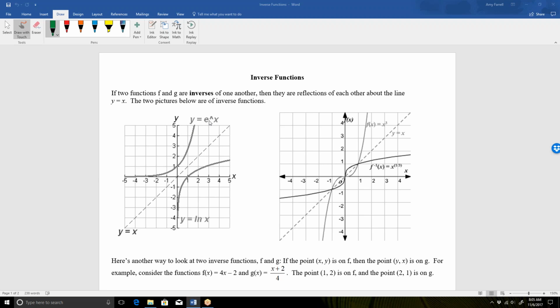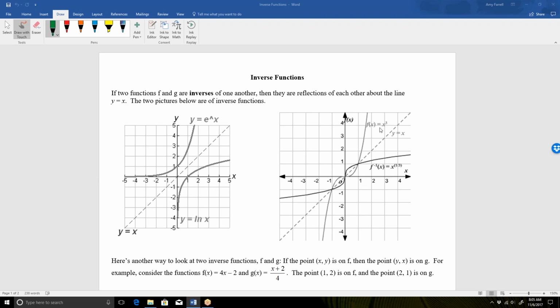The first graph is y equals e to the x. We haven't talked about that yet, so that's okay that you don't know how to graph that. And y equals the natural log of x. Again, we haven't talked about that yet. But notice that the line y equals x is dashed in here, and notice that we see symmetry about that line. So these two functions here are inverses of one another, and they are symmetric about the line y equals x.